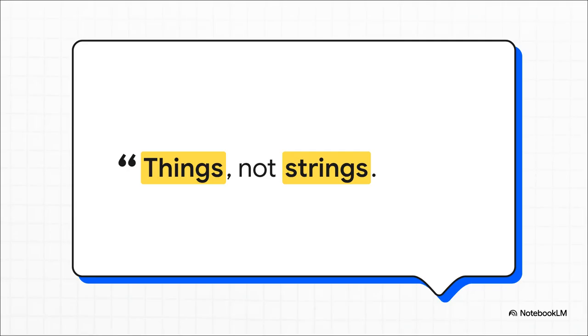Google actually captured this whole paradigm shift perfectly with this one simple phrase: things, not strings. The goal is no longer to just match a string of text, the words you type in. The goal is to understand the things those strings represent, the actual people, places, and ideas, and that whole web of connections between them.